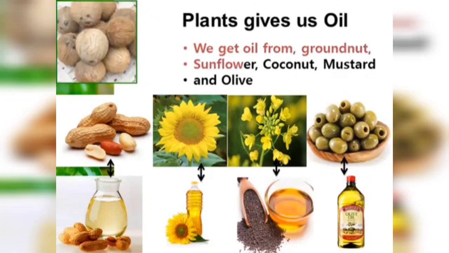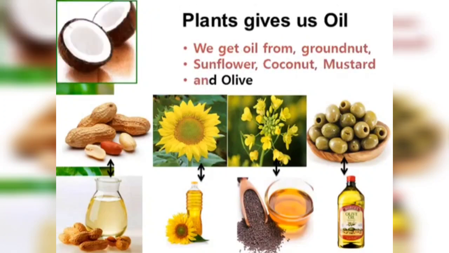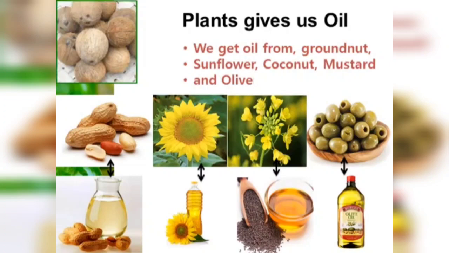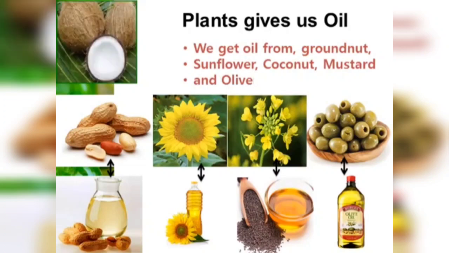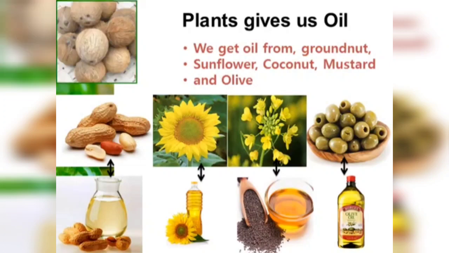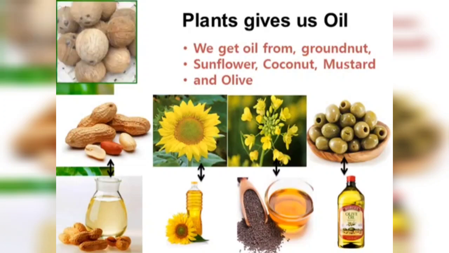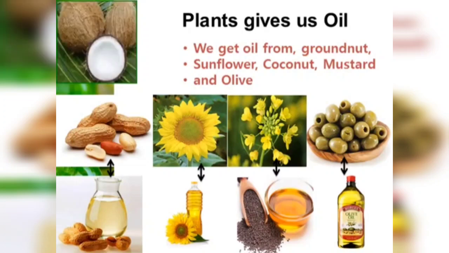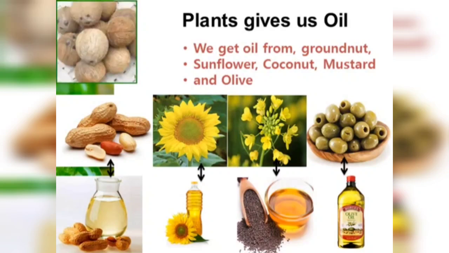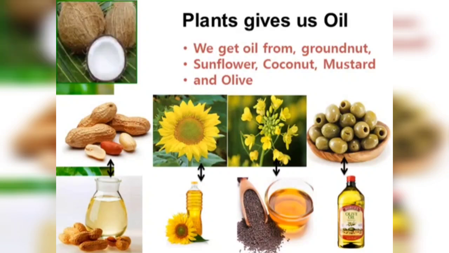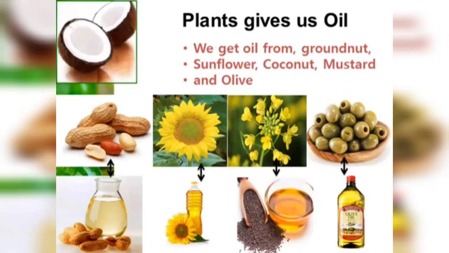Plants give us oil. We need oil for cooking. We get oil from the seeds or fruits of plants such as mustard, coconut, sunflower and olive. We also use oil for oiling our hair.